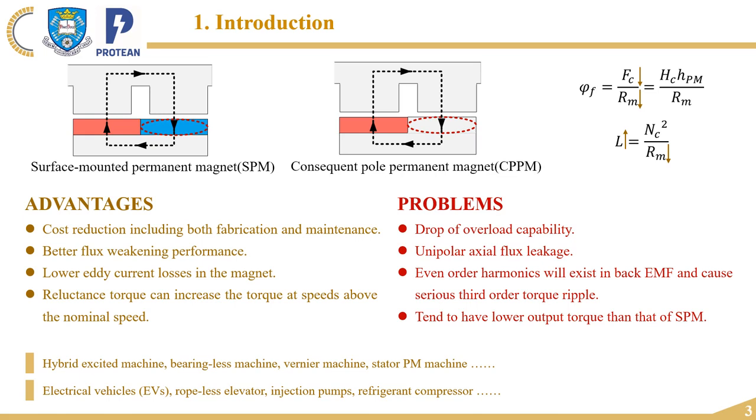First of all, due to the large inductance, the large armature reaction will cause a drop in overload capability. Secondly, due to the unipolar PM in the rotor, it will lead to unipolar axial flux leakage. Due to the unbalance between iron pole and PM pole, even-order harmonics will exist in the back EMF and cause serious third-order torque ripple. And the CPPM machine tends to have lower output torque than that of SPM.